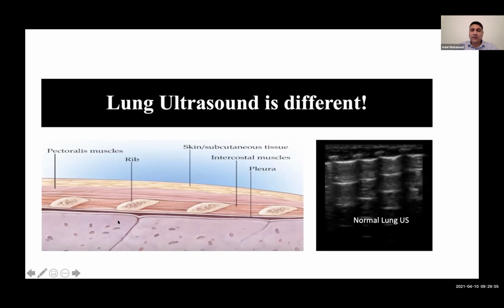When it comes down to the parenchyma, the story will be different, where you will not see, like in the right lung, the upper, middle, and lower lobes. You will see artifacts. Could be what we call A line, B line, C artifacts, which is easy now that we link these artifacts to what's going on in the lung itself.